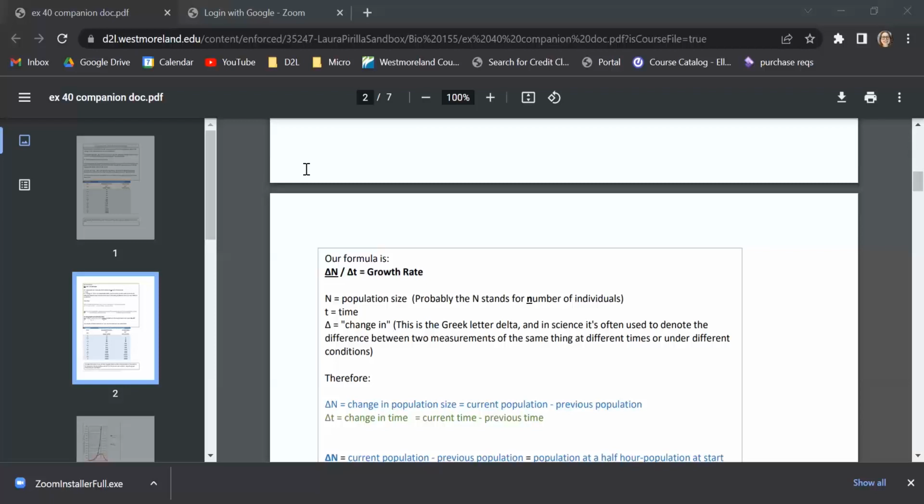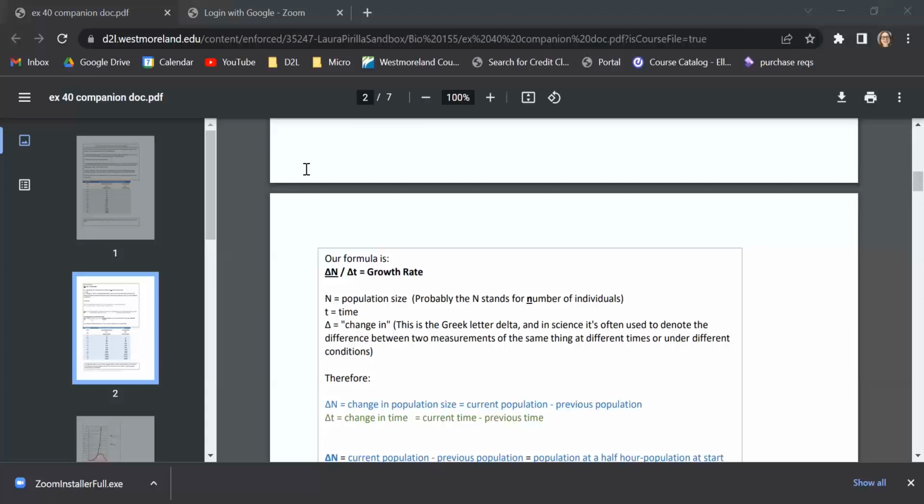And then, in addition to what's in the textbook, there's also this companion document, Exercise 40 companion doc that I wrote up. If you are having a little bit of difficulty understanding the way the textbook presents the material, I wrote this up in more of a math textbook style. And if you are still having some difficulty, I've also recorded some videos on each segment of the activities this week.